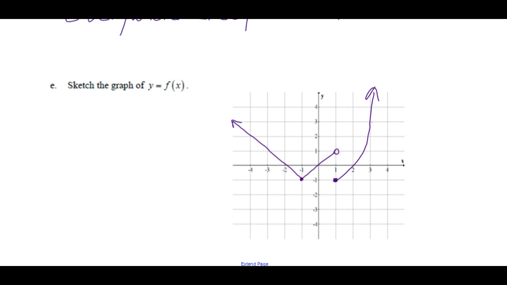So at 2, it's 0. At 3, it's 3. And okay. You can also say, well, it's an x squared, so as we move over 1, we're going to go up 1. Go over 2, go up 4, and so on. Okay. Good.